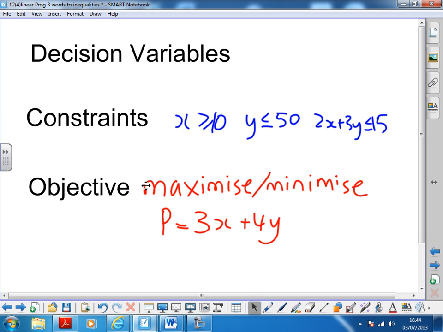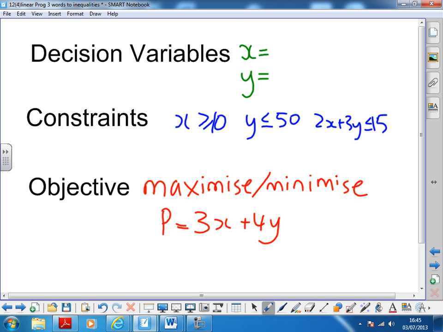Now the bit that students forget is what currently isn't on the board. It's obvious there are constraints. It's fairly obvious that you have to have an objective. Sometimes the mark scheme specifically asks for it anyway, so it highlights the need for it. What students forget is to state what x and y are in a way that makes sense. So what are x and y?